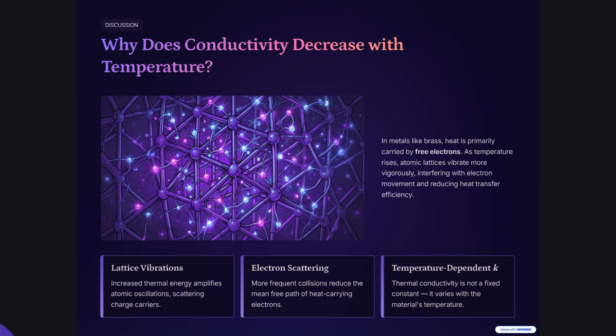Our results confirm that the thermal conductivity is not a fixed constant. It is a temperature-dependent property that varies based on the thermal energy of the material.